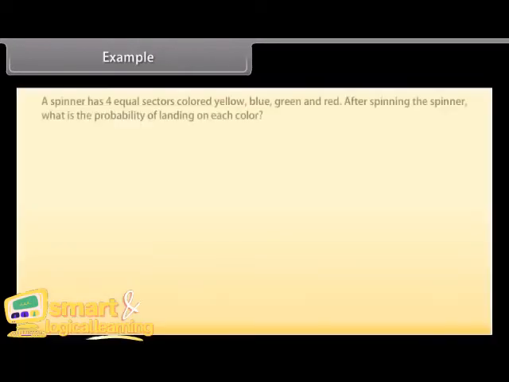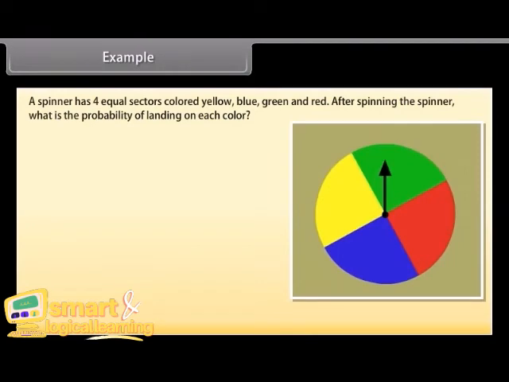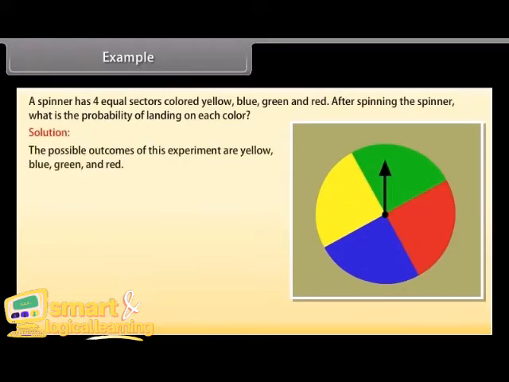Example. A spinner has 4 equal sectors colored yellow, blue, green and red. After spinning the spinner, what is the probability of landing on each color? Solution. The possible outcomes of this experiment are yellow, blue, green and red. Now let's find the probabilities.